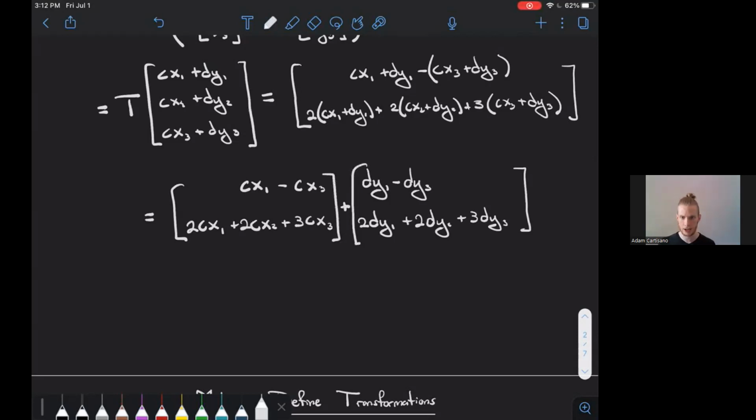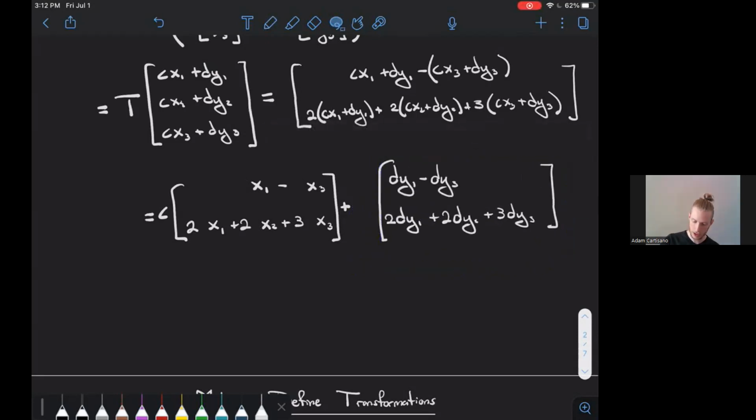You can check me on that. Just add these two vectors together and you'll get the one that we just had. I can also factor out a c from the first entry and the second entry, which means I can factor it out front of the entire first vector. And the same for the second. I can take out a d from every single term and factor d out of the second vector.